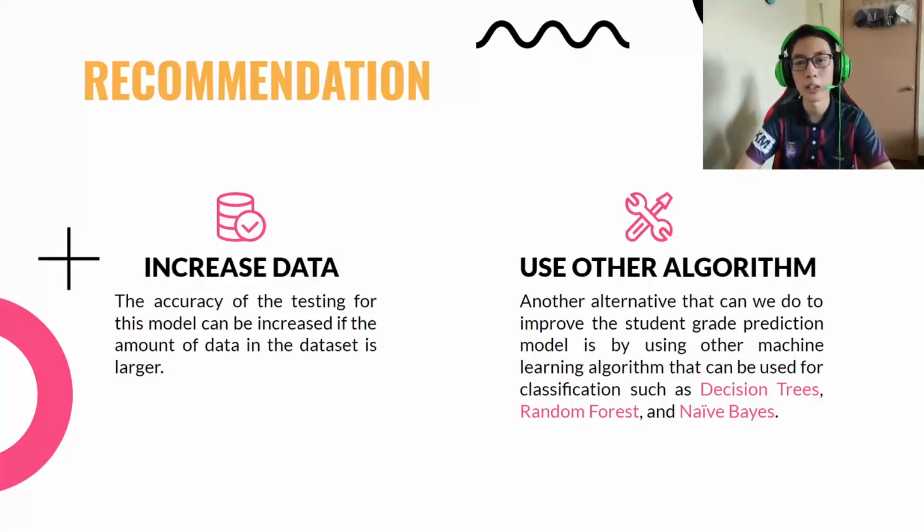Another alternative that we can do to improve the model is by using other algorithms that can be used for classification, such as decision trees, random forest, and naive Bayes.